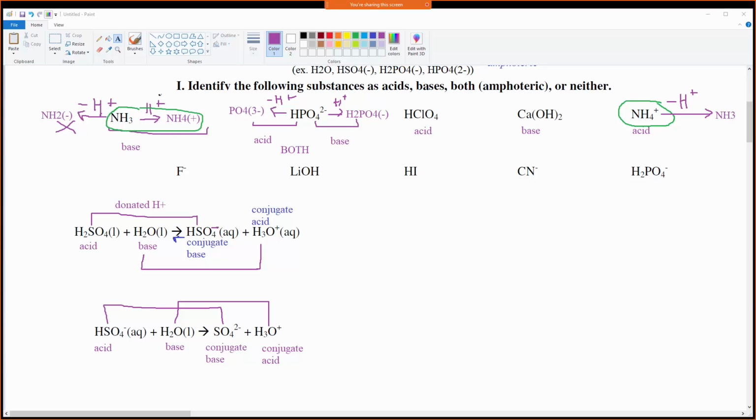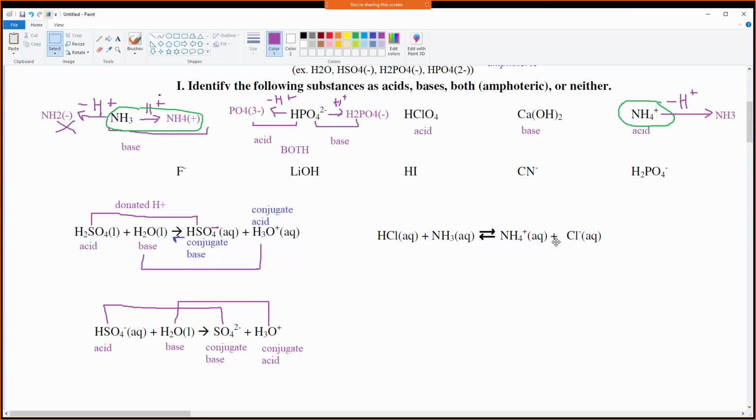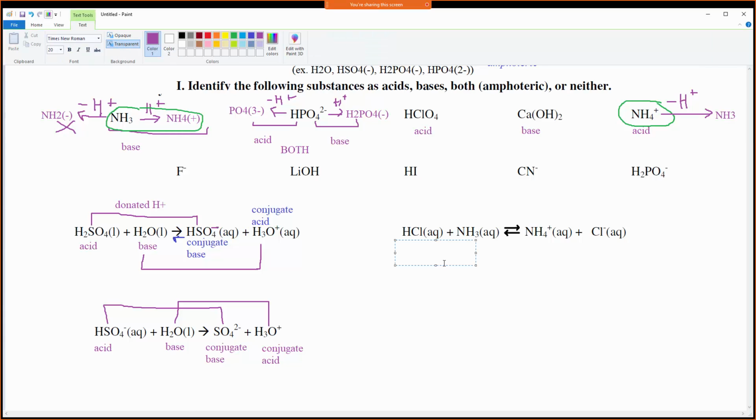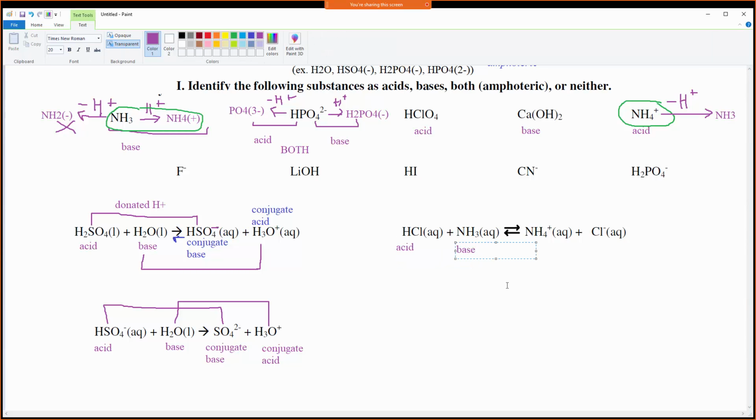All right, let's try one more here from the lecture notes for funsies. I like this one because it doesn't even have water in it, right? What is going on here? Good. Acid is HCl. It can't really be anything else, right? HCl is not going to be a base ever. It's a very strong acid. That means that this has got to be the base. Let's look at our products and see if that's true.